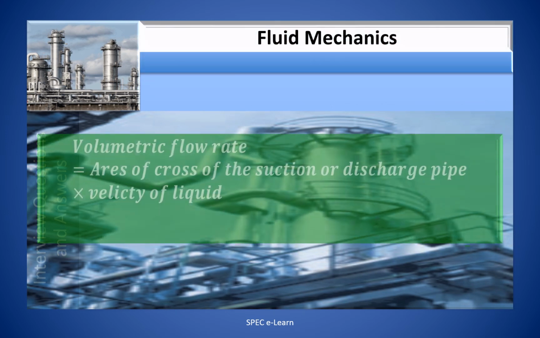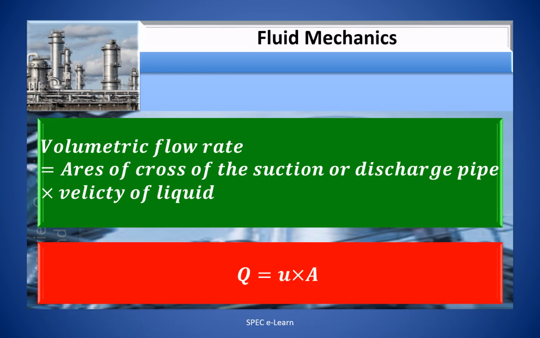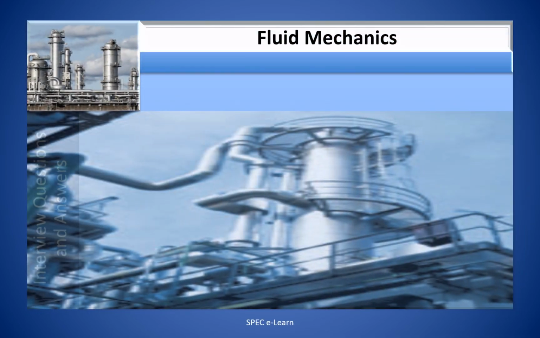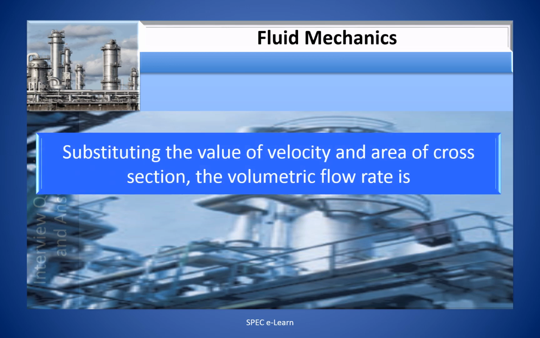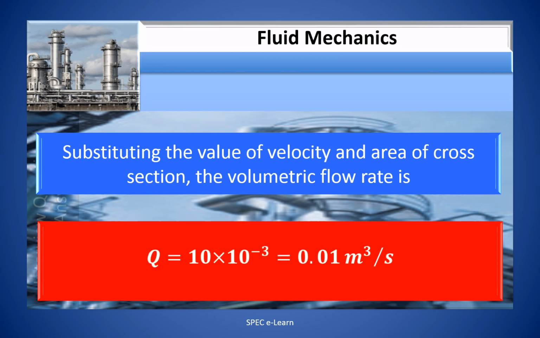The volumetric flow rate is equal to the area of the cross section of the suction or the discharge pipe times the velocity of the liquid, that is Q equal to U times A. Substituting the value of velocity and area of cross section of the pipe, the volumetric flow rate is obtained. Q is equal to 10 times 10 to the power minus 3, which is equal to 0.01 meter cube per second.